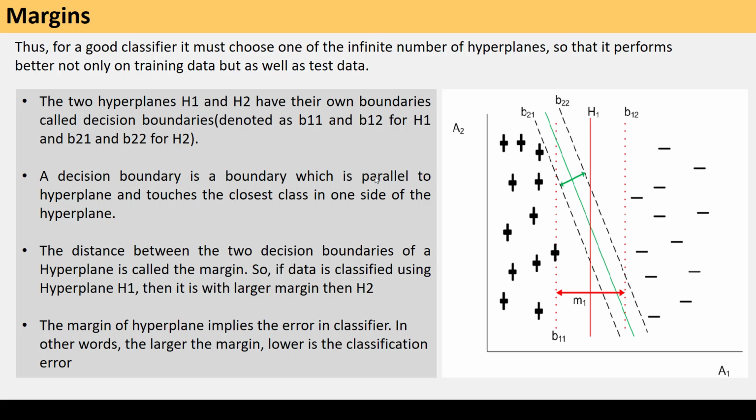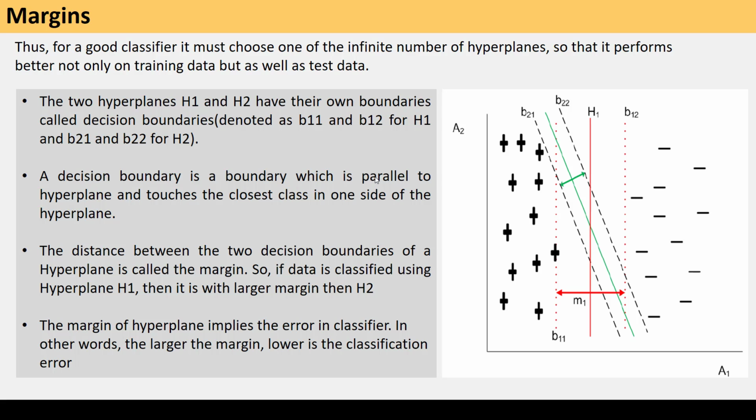See, a good classifier must choose one of the infinite number of hyperplanes. As we have just now seen, there are many different lines that you can draw, but a classifier should be able to help us identify the best optimal line, so that it not only performs well on the training dataset, but also on the test dataset. If you see the picture right now, the positives are on one side and the negatives are on the other side. In an ideal scenario, it may not be this way, but just for the sake of understanding the concept, we have taken this example.